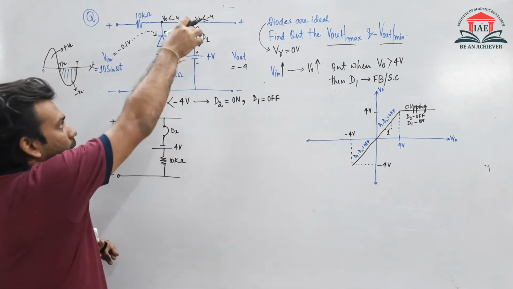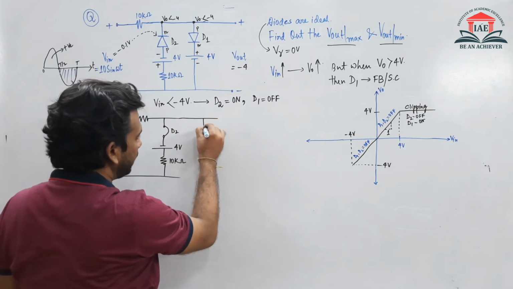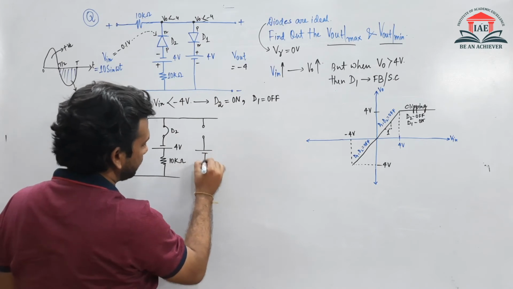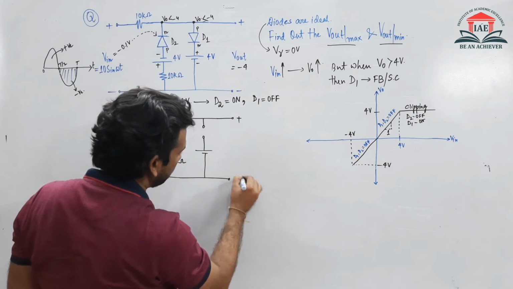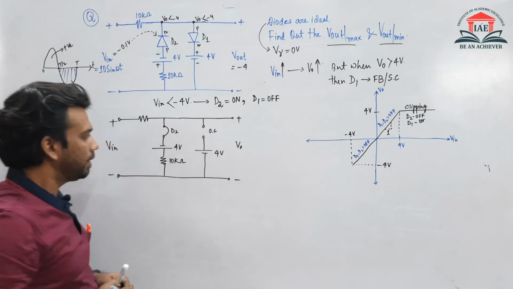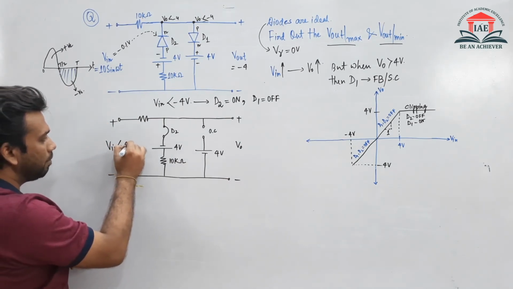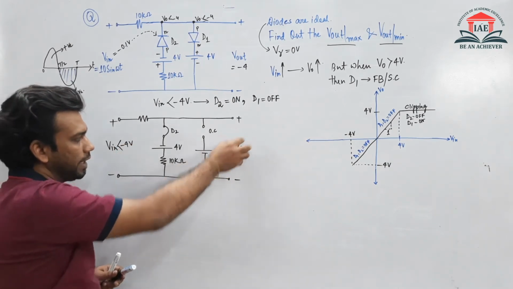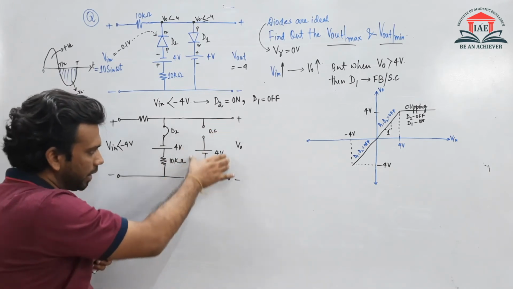Now if you look at this branch, the D1 diode is off. So if the D1 diode is off, then it will be open circuit and there is a +4. So let us put that, and this is the output voltage here, V0, +4. So this is open circuit. Now this is the equivalent circuit when the input voltage is less than -4. Now if I ask you what will be the output voltage right now, so if you look at this circuit, then you can see there is no action of this branch.